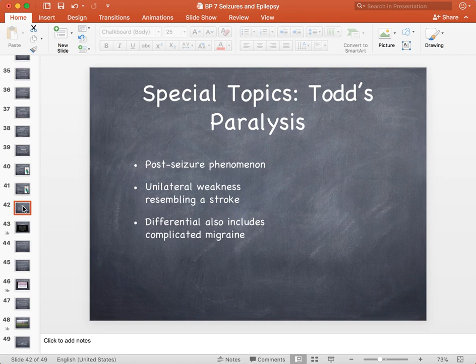Next up is what we call Todd's paralysis. This is essentially a phenomenon post-seizure. It's unilateral weakness after a seizure. And what makes it so scary and sometimes aggravating is it looks exactly like a stroke. Absolutely. The differential would also include a complicated migraine, but the big thing that we always get consulted about and worry about is, did this patient have a stroke? Because just because you have seizures and maybe you have a history of Todd's paralysis does not mean you can't have a stroke.